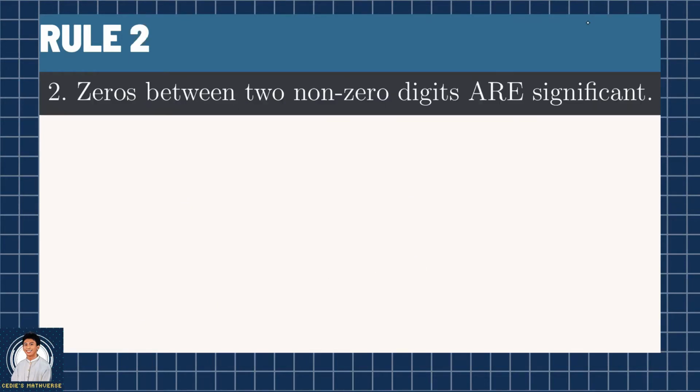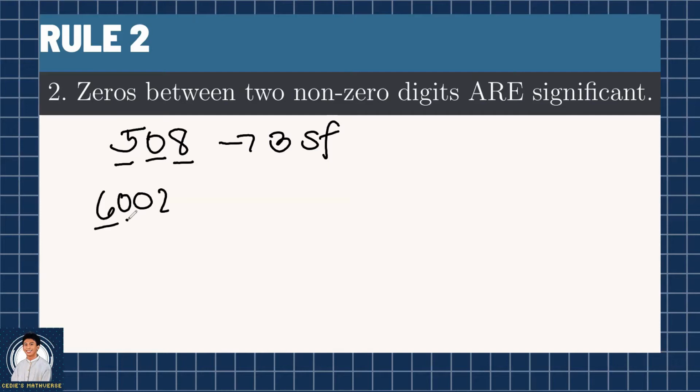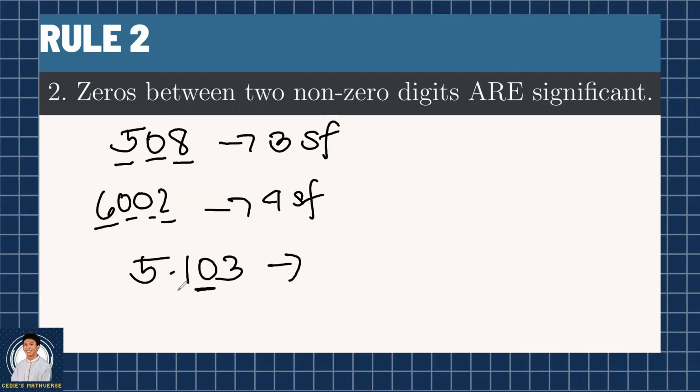Rule number 2, zeros between two non-zero digits are significant. So, for example, we have 508. This zero is between the two digits that are non-zero. So this is a significant figure as well, which means that this has 3 significant figures. The same goes for 6002, wherein we have 1, 2, 3, 4 significant figures. Then 5.103 also has 4 significant figures.